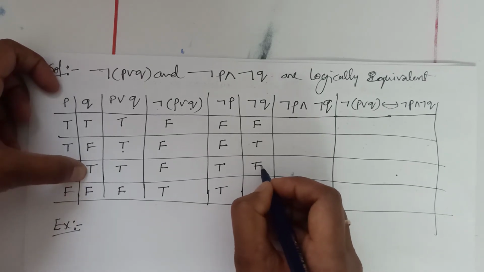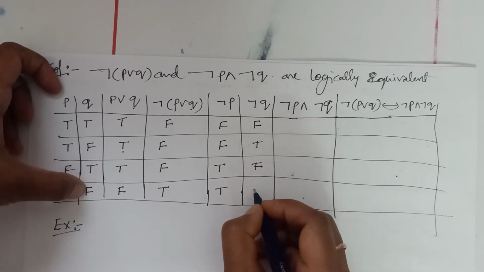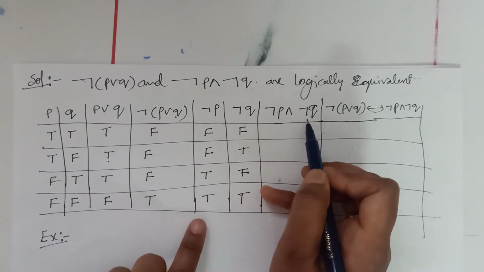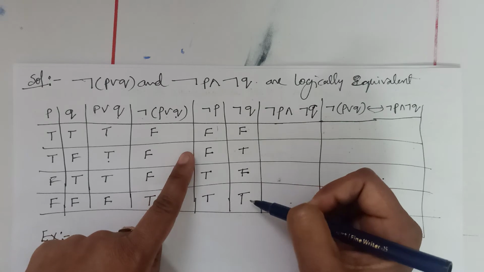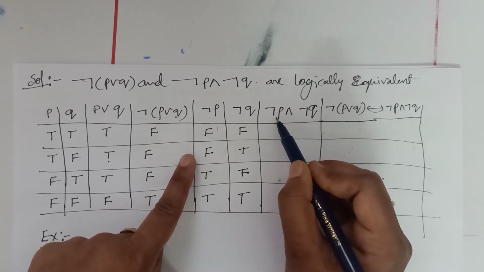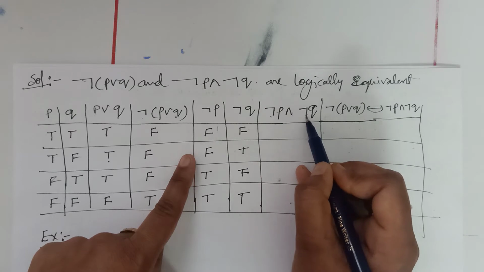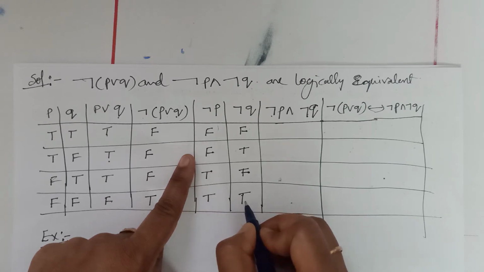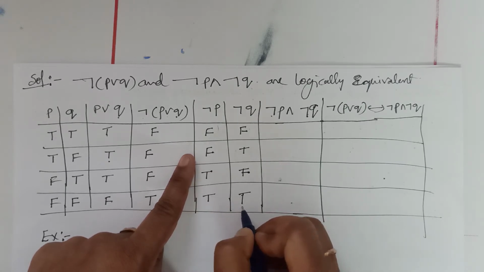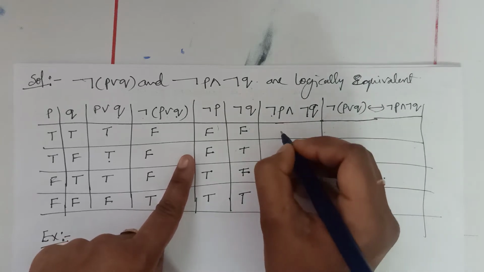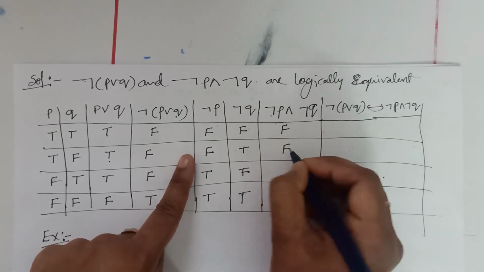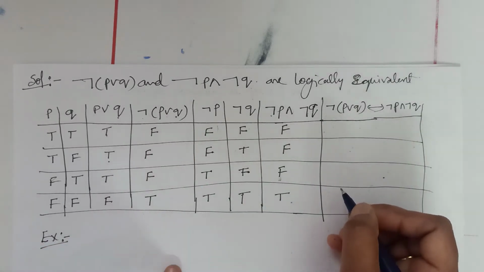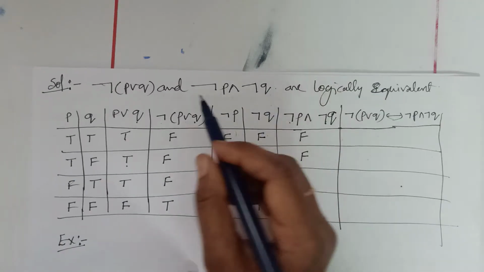Sorry, it is false and false negation is true. Now negation P and negation Q, these are the negation P values and negation Q values. And negation P and negation Q becomes true only when both negation P and negation Q have truth value true. In other cases, it is false. So it is false, false, false, and this is true.